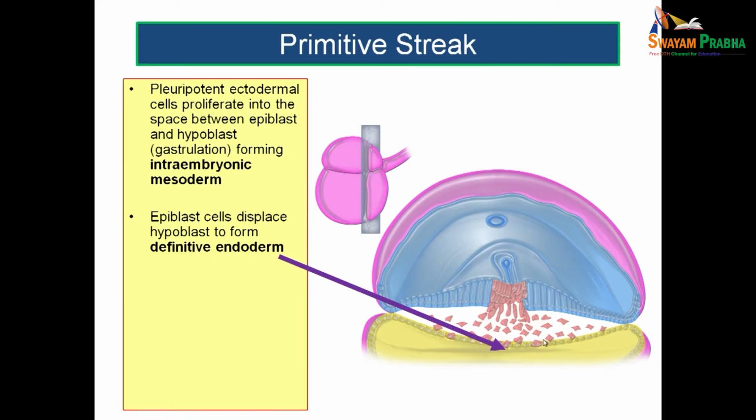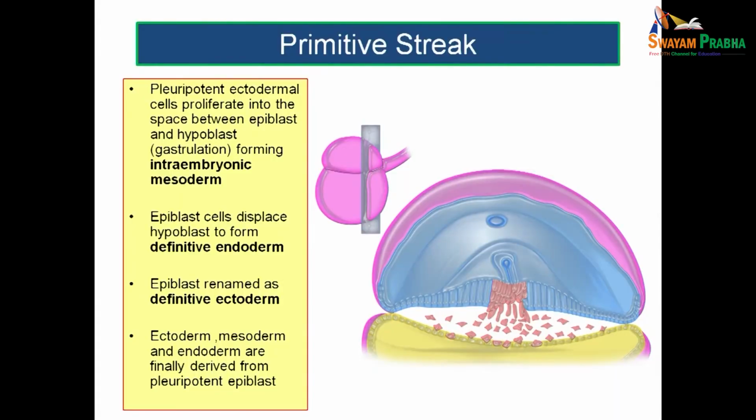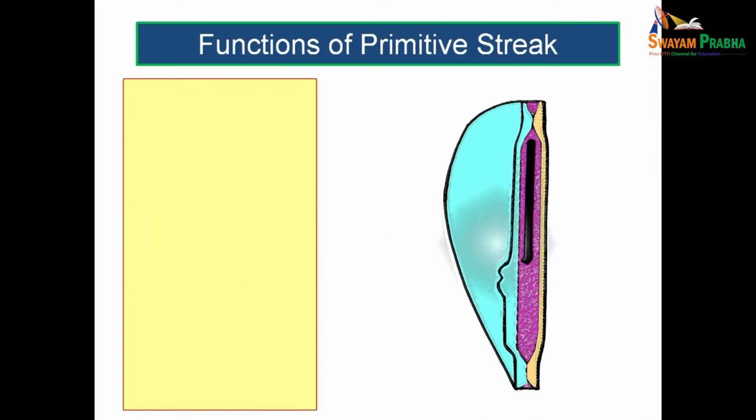So this is how the hypoblast is converted into definitive endoderm, and after the formation of the intraembryonic mesoderm and definitive endoderm, the epiblast is renamed as definitive ectoderm. So finally we have the ectoderm, the endoderm and the intraembryonic mesoderm derived from the pluripotent epiblast cells. So we can say that all three germ layers are finally derived from the pluripotent epiblast cells.